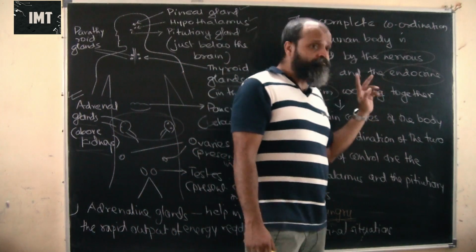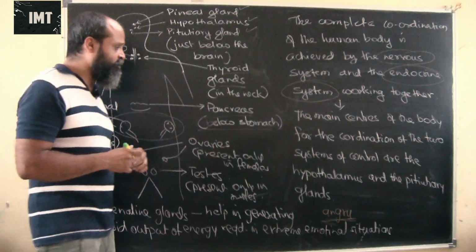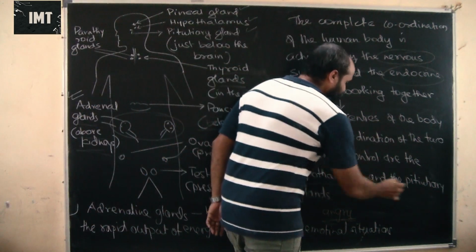So the parts of the body for the coordination of the two systems of control are the hypothalamus and the pituitary glands.